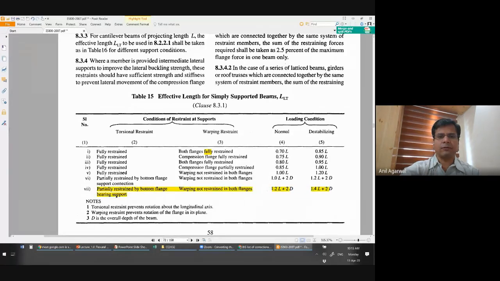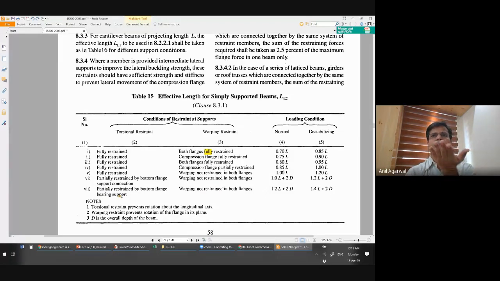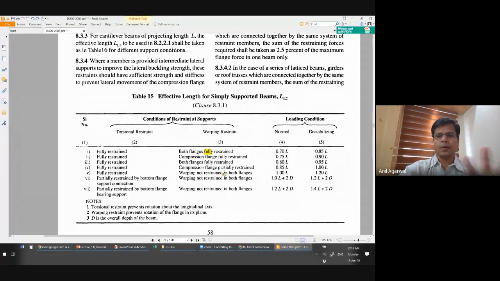Okay. Similarly, the last one, partially restrained by bottom flange bearing support, that is just by placing the beam on a support. So just because the beam is resting on a support, it inherently has some restraint against torsion. So even that can be accounted for, right? So these were the different types of torsional restraints and different types of warping restraints.